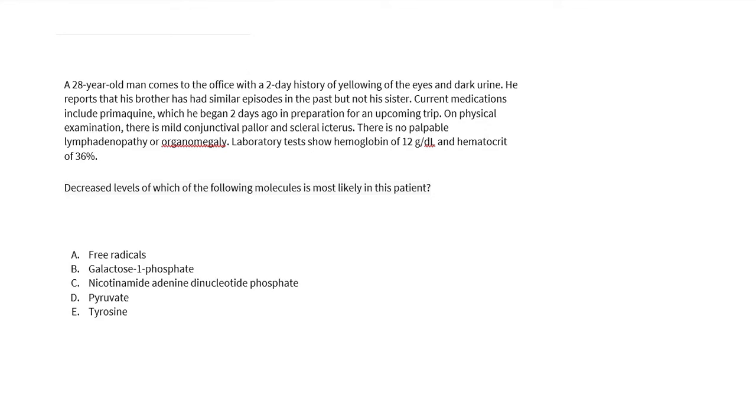A 28-year-old man comes to the office with a 2-day history of yellowing of the eyes and dark urine. He reports that his brother has had similar episodes in the past, but not his sister. Current medications include primaquine, which we began 2 days ago in preparation for an upcoming trip.